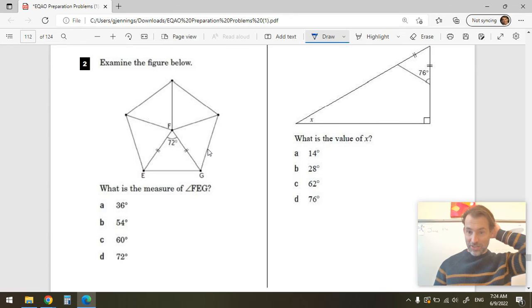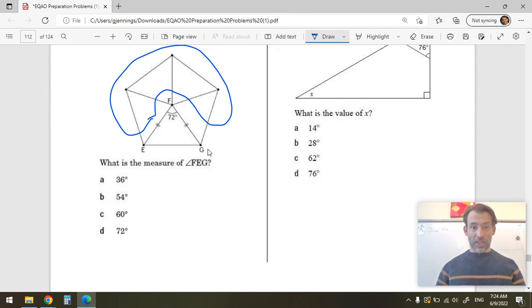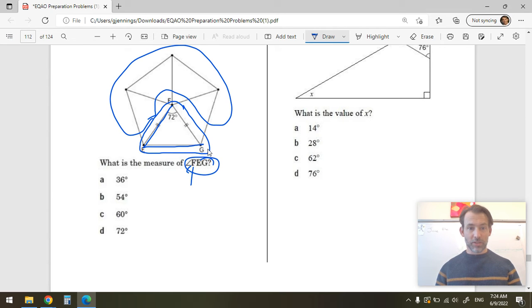Examine this figure, okay? This is a tricky question. The reason it's tricky is because all of this part of the diagram is not important. We're given, again, an isosceles triangle, and we're asked to find the measure of FEG. The way we read these angles is you start from the first letter and read to the next letter. Usually the angle is at the middle letter. So it's this angle here we want to find.